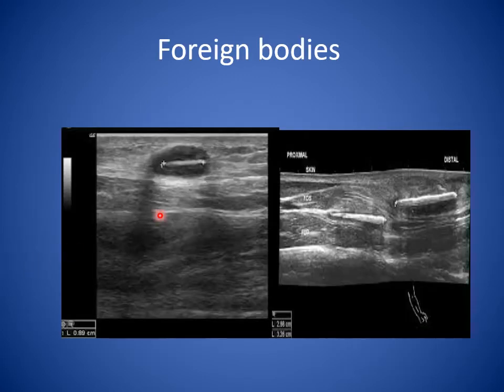Another common pathology seen is foreign bodies in the hand. Here we see multiple foreign bodies, and this is one foreign body with reactive granulation tissue around it. Sometimes we may see abscess formation around the foreign bodies.